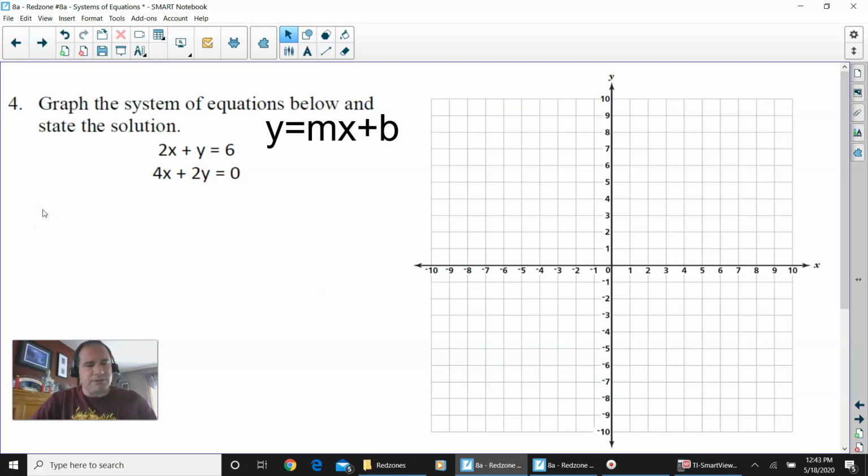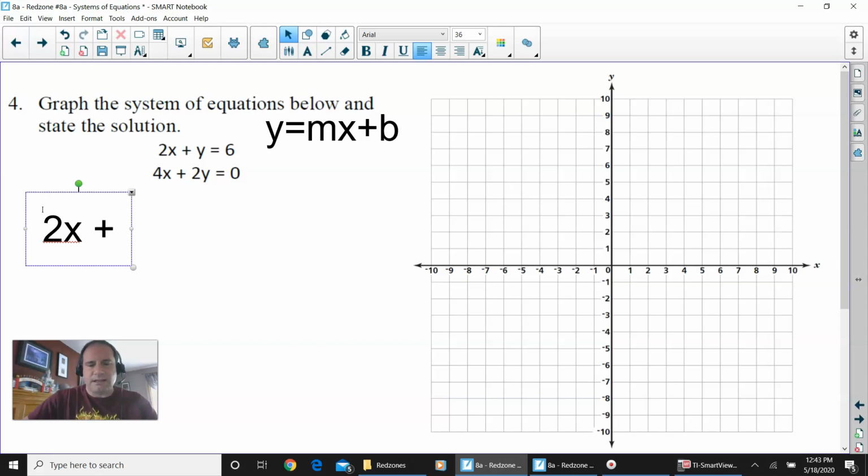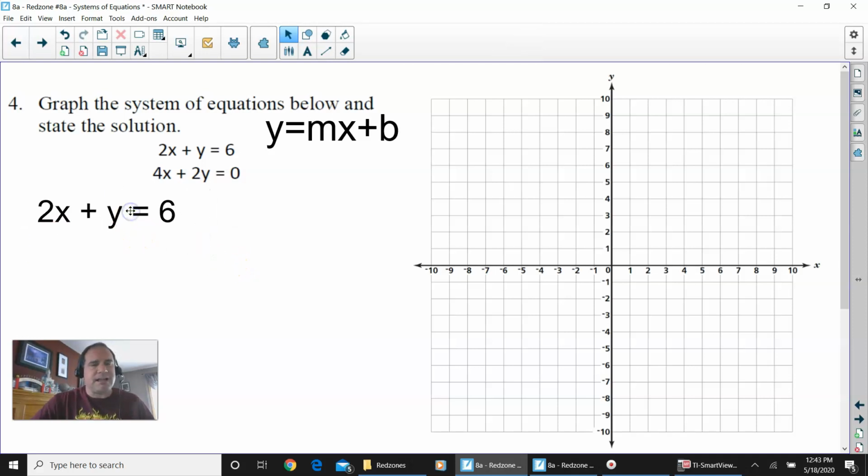So the first thing I am going to do is start with the first equation. I have 2x plus y equals 6. How do I solve that for y? What do I have to move to the other side of the equal sign to get the y alone, and get into y equals mx plus b format? This 2x must be moved to the other side. So I am going to subtract that 2x, because the opposite of a positive 2x is a negative 2x.